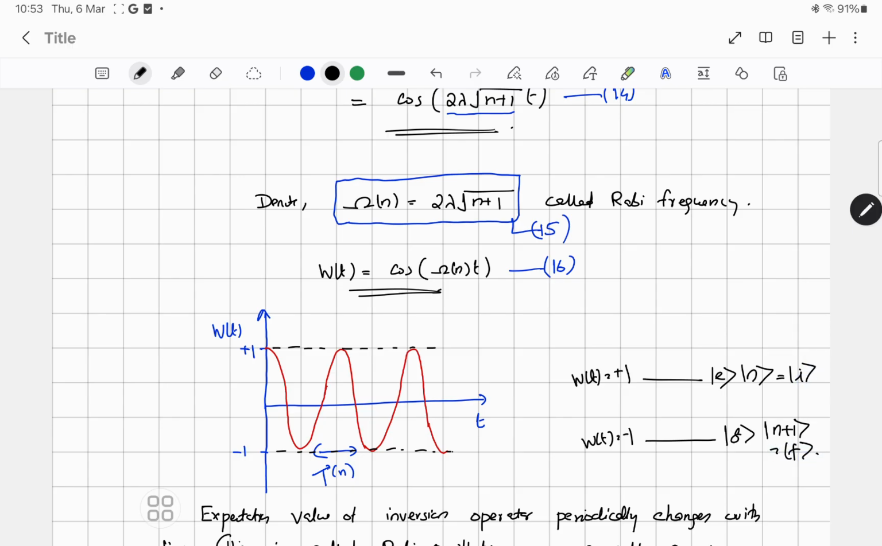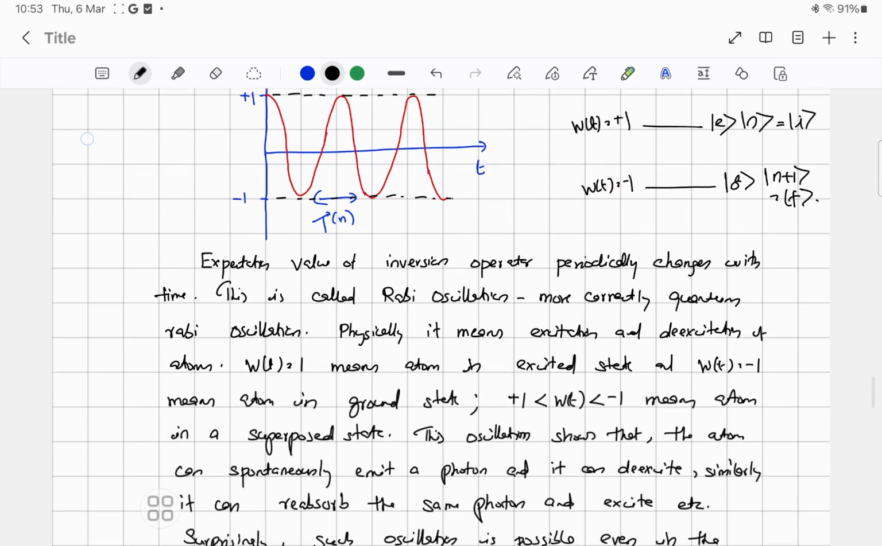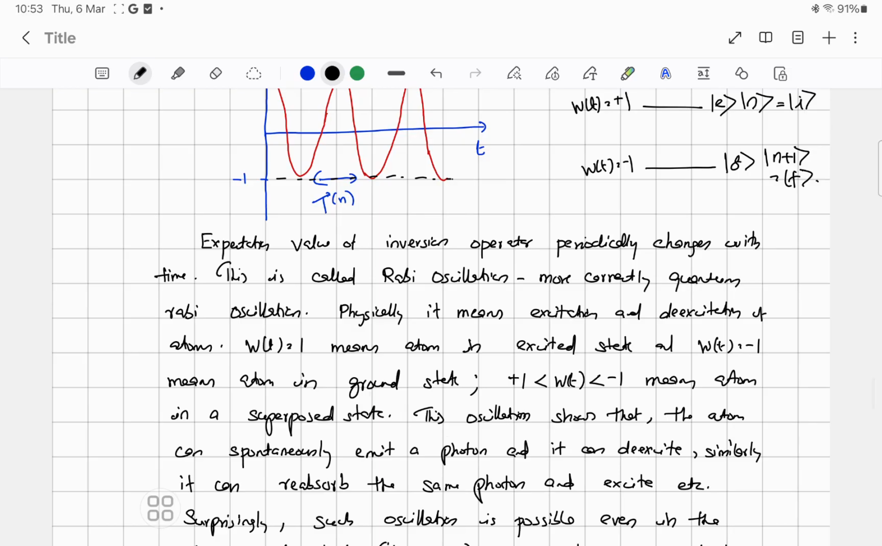So it is in the superposed state of I and F. Moreover, you can see that the atom spontaneously de-excites and becomes the ground state, and from there it spontaneously excites, and it becomes the state E. So you can see a spontaneous de-excitation as well as a spontaneous excitation in this system. This expectation value of the inversion operator periodically changes with time, and this is called Rabi oscillation, more correctly quantum Rabi oscillation, because this is a quantum mechanical system. Physically it means the excitation and de-excitation of the atom. W of t equal to 1 means the atom is in the excited state, and W of t equal to minus 1 means the atom is in the ground state.